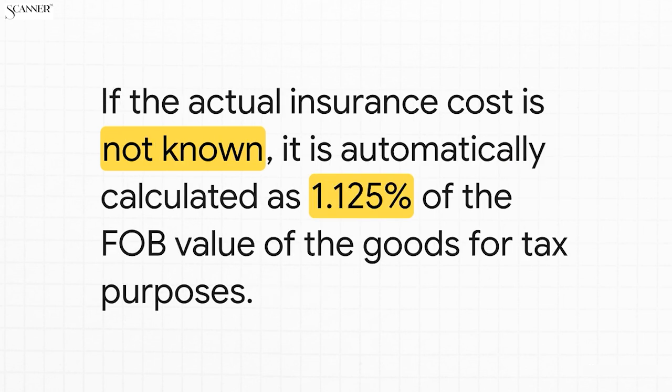And the second big rule is for insurance. What if you don't know the exact insurance cost when you're filing your paperwork? Well, customs has a default for that. They will automatically calculate the insurance cost for you as 1.125% of the FOB value, and they'll just add that in. This is another key detail to remember, and we saw it in action in our big calculation.